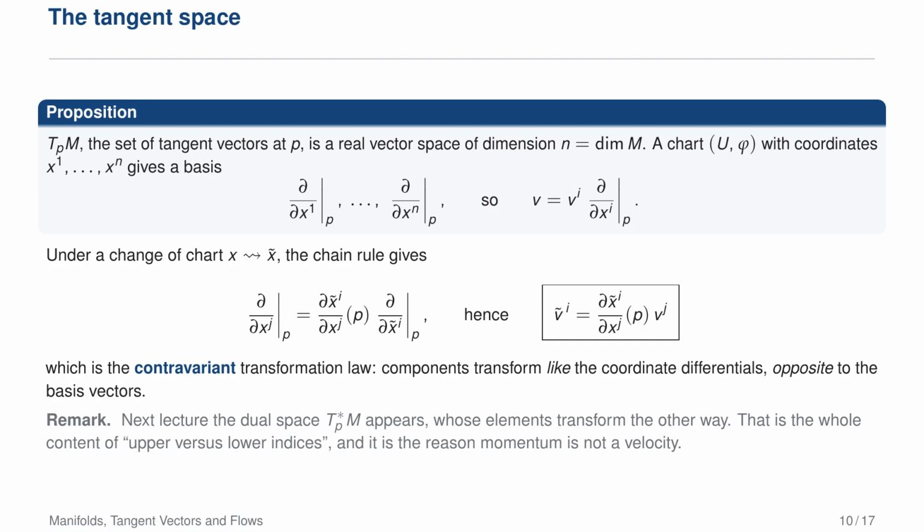Next lecture, the dual space appears, the cotangent space to M at P, whose elements transform the other way. That is the entire content of upper versus lower indices. That is also the reason momentum is not a velocity.